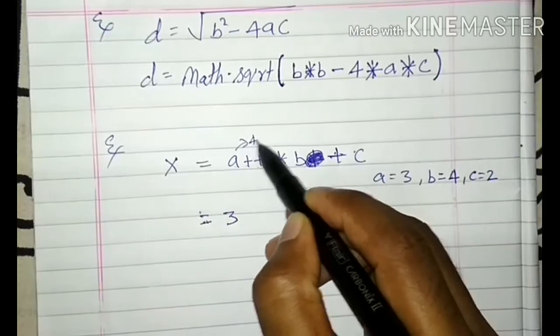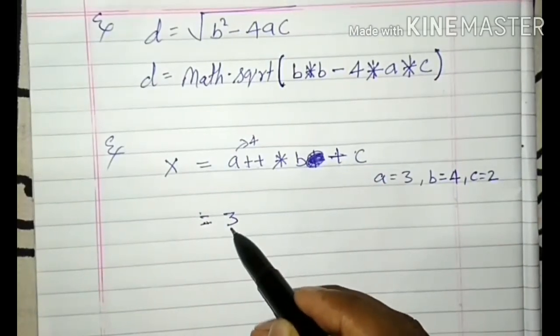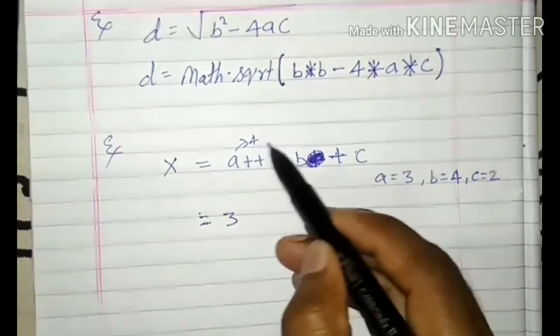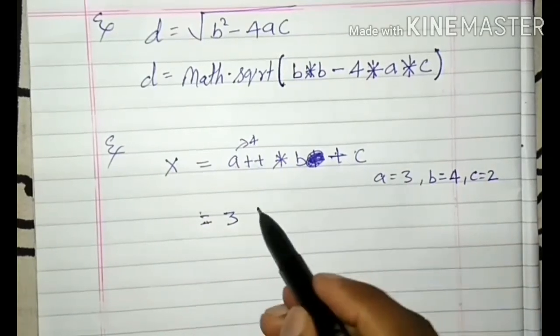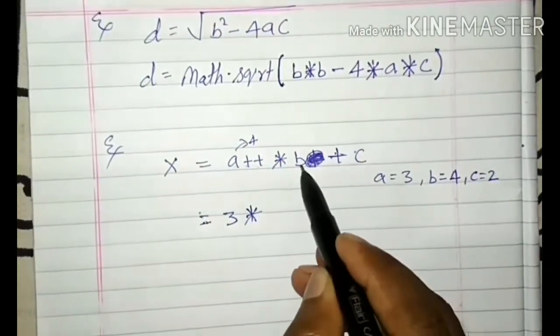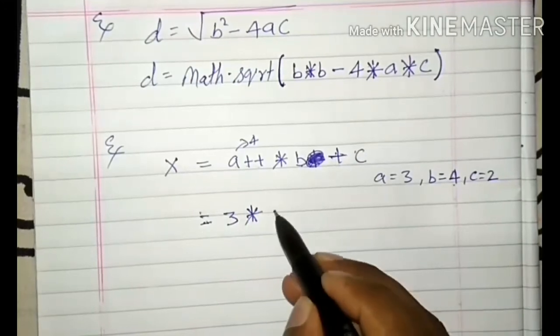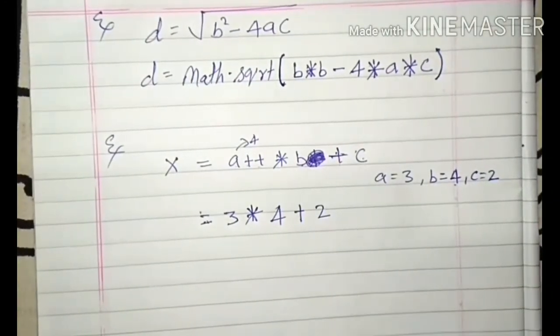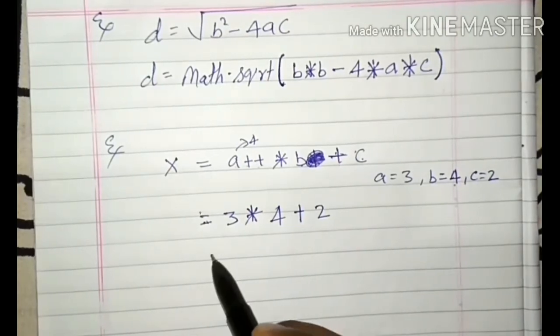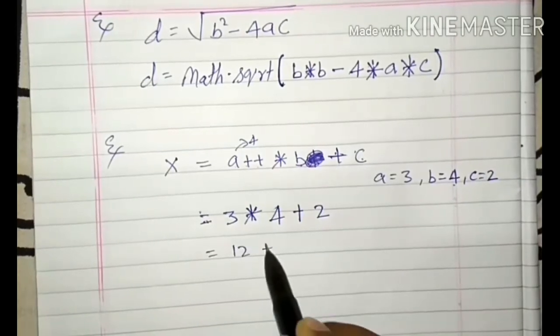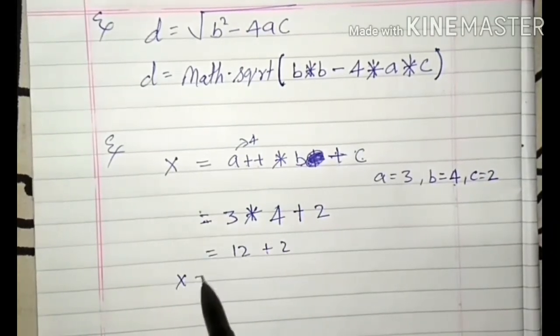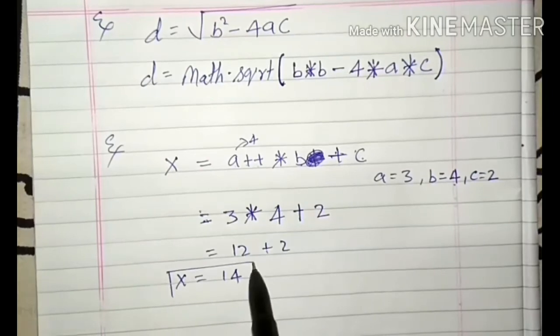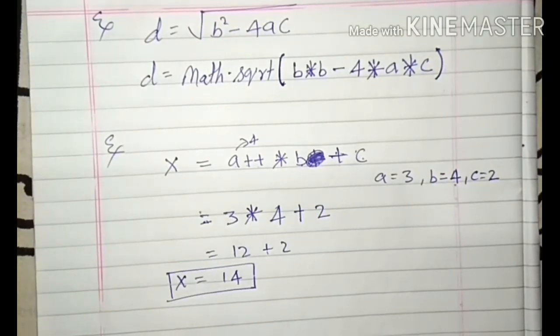It means a will be 4, but first we will use 3, then a will increase. Okay, after that multiply by b. What is the value of b? That is 4, plus c, that is 2. And as per the BODMAS rule, you know, first multiply, it means that is 12 plus 2, it means x will be 14. Okay, this is the way by which you can calculate.